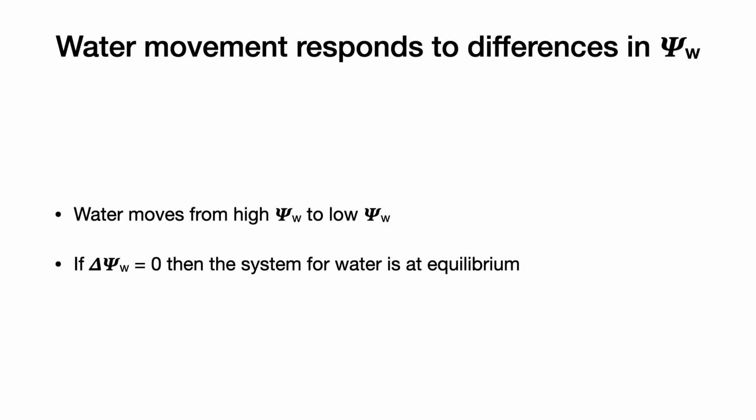If the water potential gradient, the delta psi W, is equal to 0, then the system for this water is at equilibrium. I'll repeat that. We're at equilibrium when there is equal free energy between two different systems. That could be inside and outside the cell, for example, or from one cell to another.